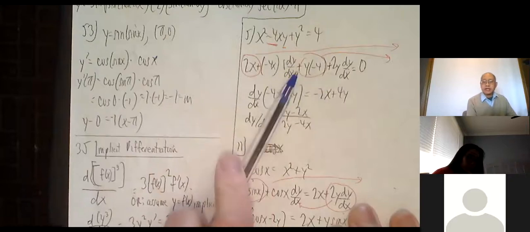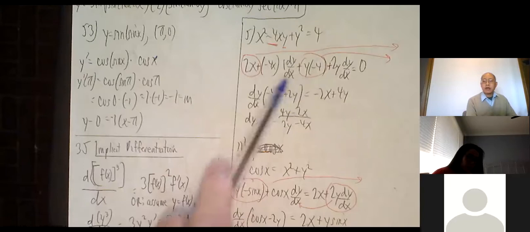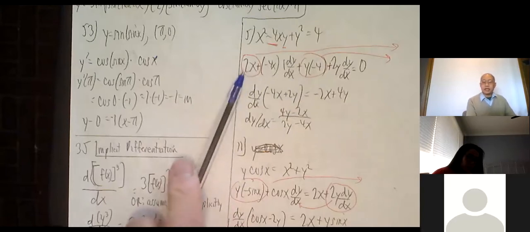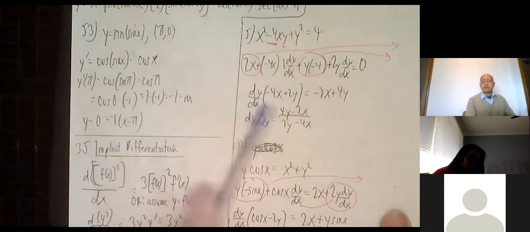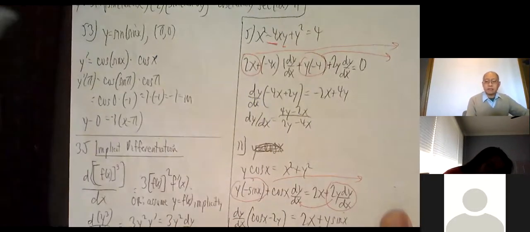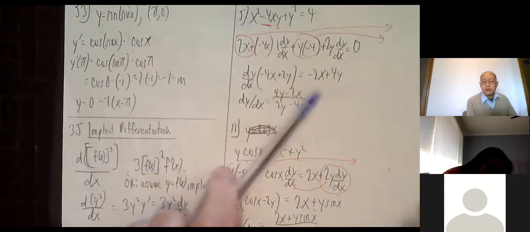Okay, so dy/dx on the left side, negative 4x plus 2y. On the right side, everything that does not have a dy/dx, that one and that one. Okay, now just divide both sides by that, and you're done. So dy/dx is negative 2x plus 4y.